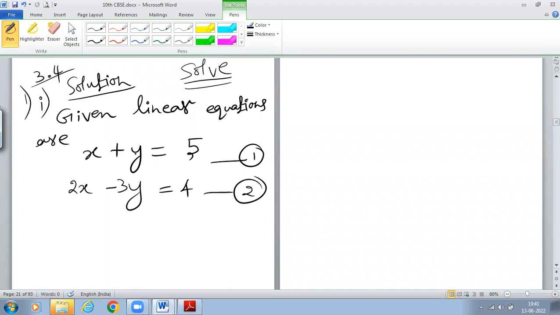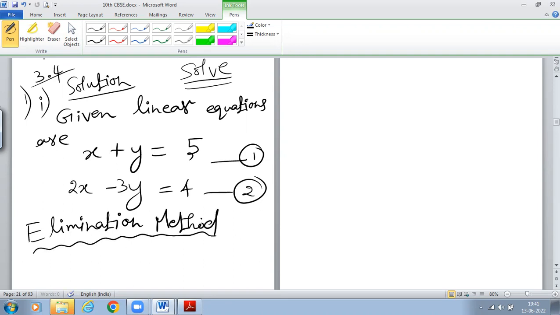Now how to solve? I'm going to first solve it by using the elimination method. Elimination is a very, very simple method. So all of you write the topic: elimination method. Now listen carefully. Elimination method means, as the name itself clearly says, we have to eliminate a variable to find one variable. To find the value of one variable, we try to eliminate one variable, either x or y.